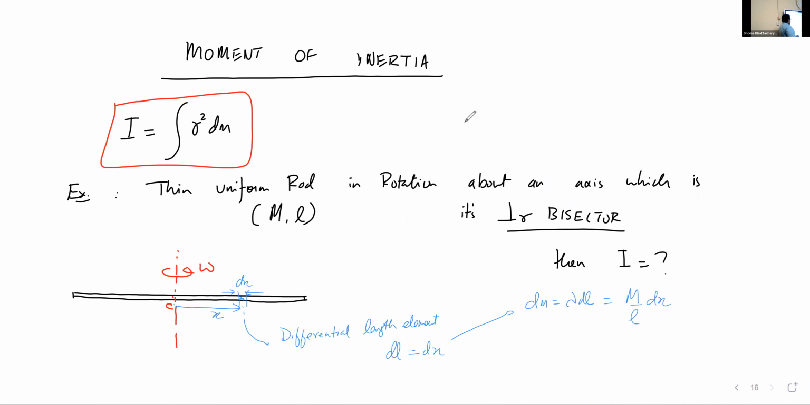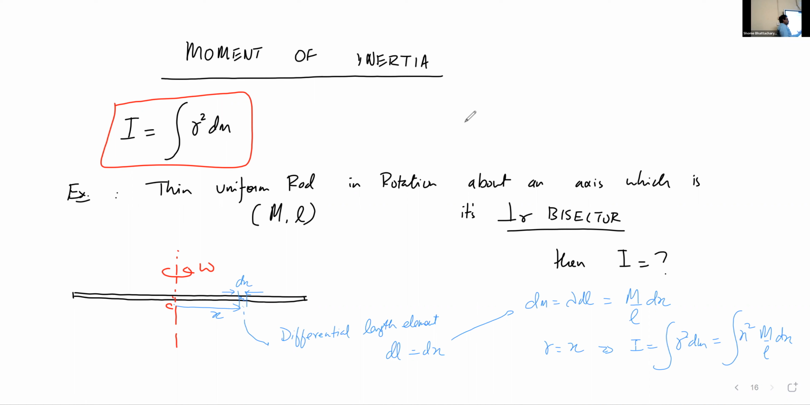Okay. And what about its distance from the axis of rotation? It is nothing but x. So our r will become x. Okay. So moment of inertia, which is integration r square dm, will become integration x square m by l dx. Now just tell me what should be the limits for this integration.